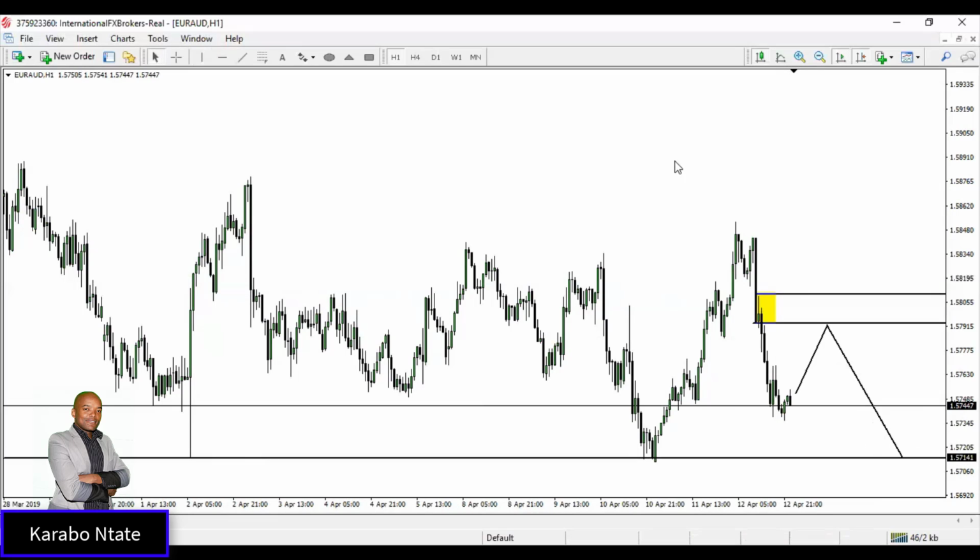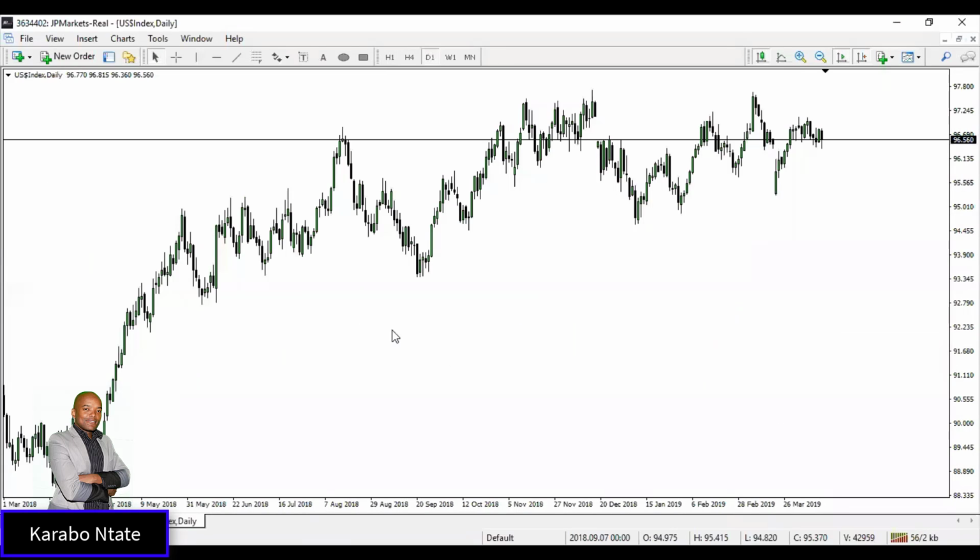Now the second pair I would like to share is the dollar index. Let me open it over here. What is interesting about the dollar index, if you could see here, we had this price gapping down and removing this demand zone over here. Price really backed, and this was what we currently have. It is this demand zone over here, which looks like it is going to be retested.